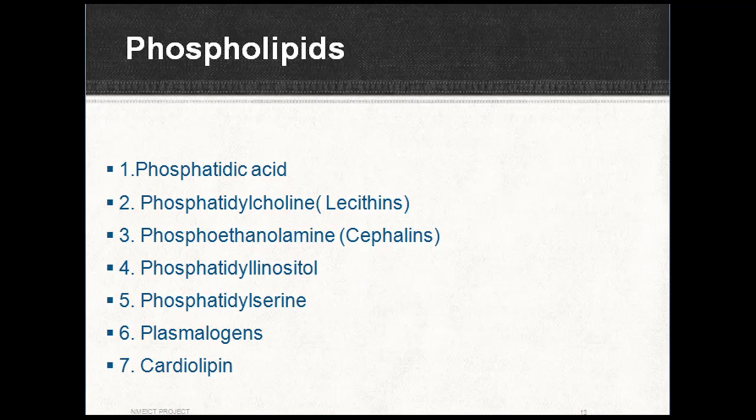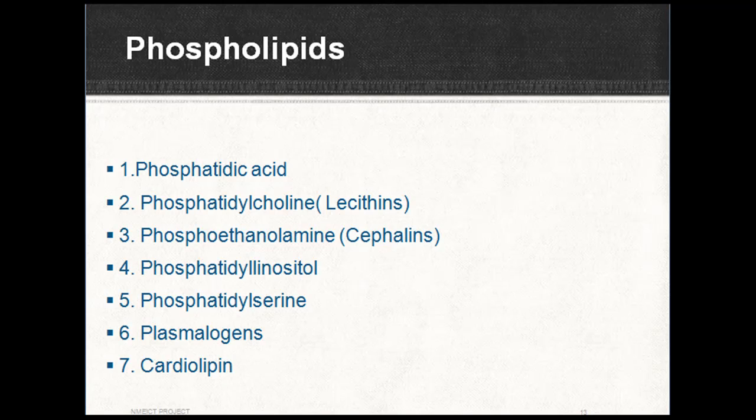Another type of glycerophospholipid is phosphatidylcholine. It is also called lecithin. This class is the most abundant group of phospholipids in cell membrane. Chemically, it is phosphatidic acid with choline as the base. It represents the storage form of the body's choline.